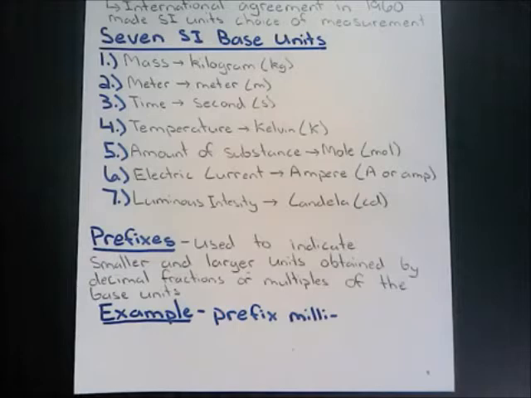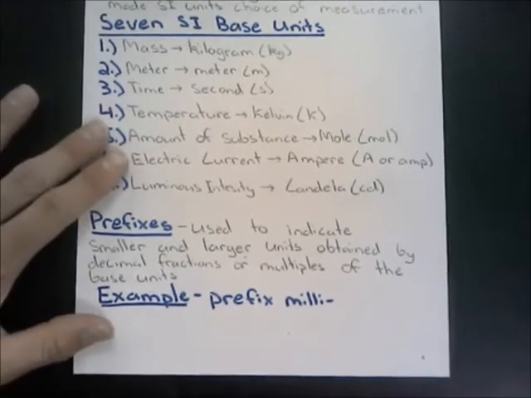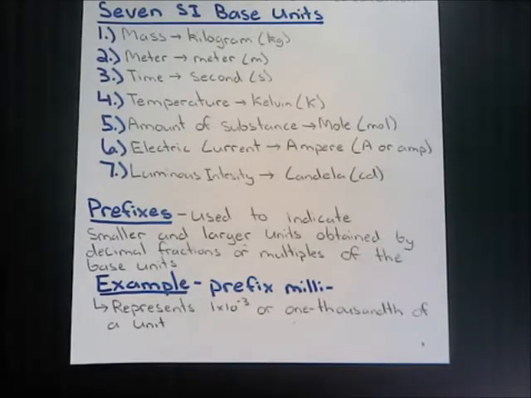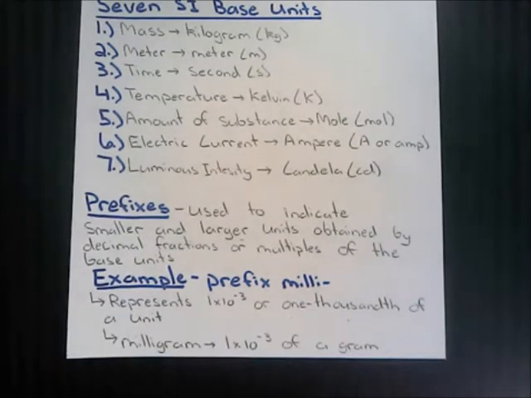So an example here is the prefix milli. Now, milli represents 1 times 10 to the negative third, or 1,000th of a unit. So a milligram would be 1 times 10 to the negative third of a gram. So to help you out and understand the prefixes and what they are in accordance with the base unit, what I have attached here to notes are the prefixes chart, and this is something that you need to memorize.